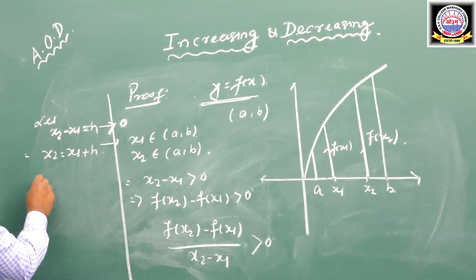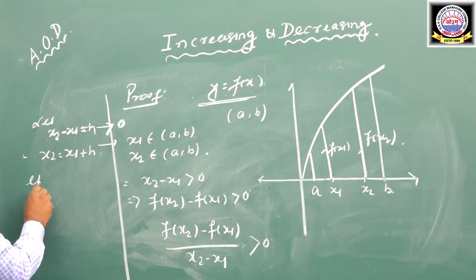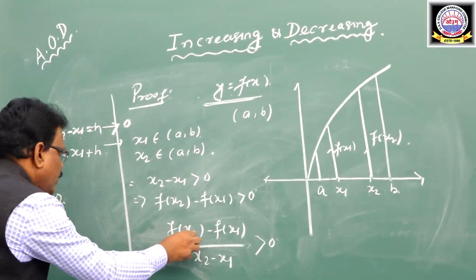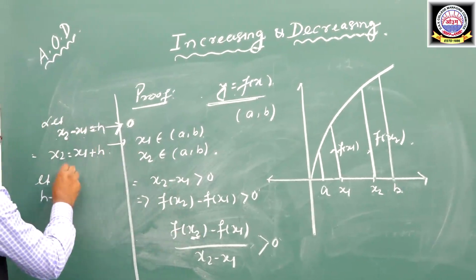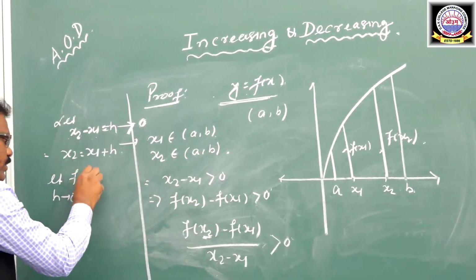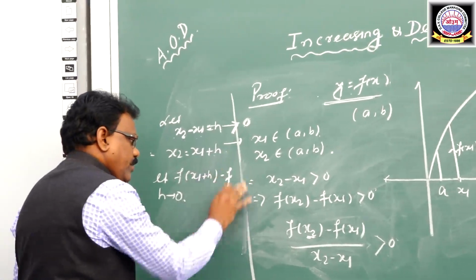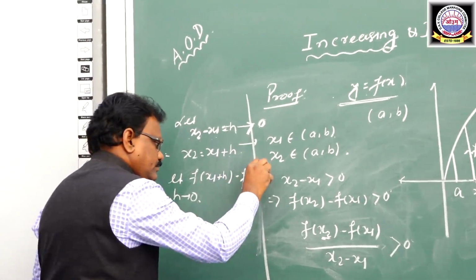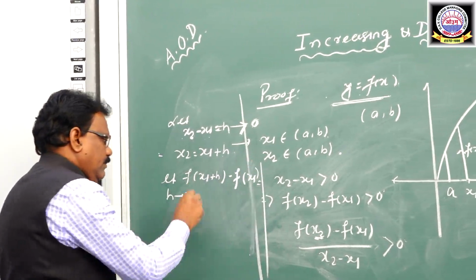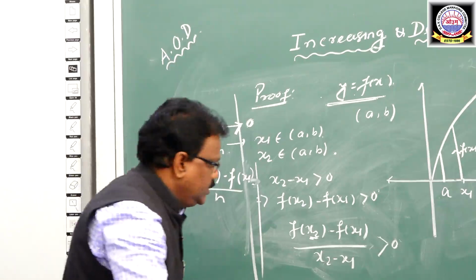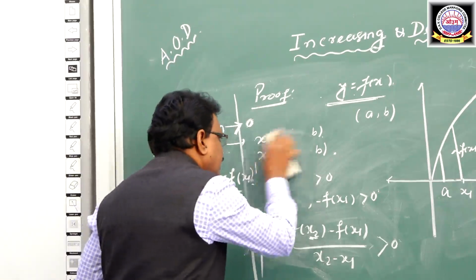So I can write here limit h tends to 0, in place of x2, I can put f of x1 plus h minus f of x1 by h, and which is, I am just writing this one.